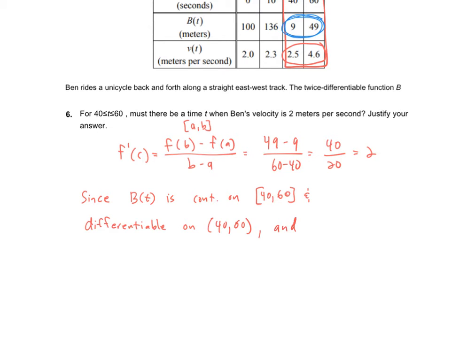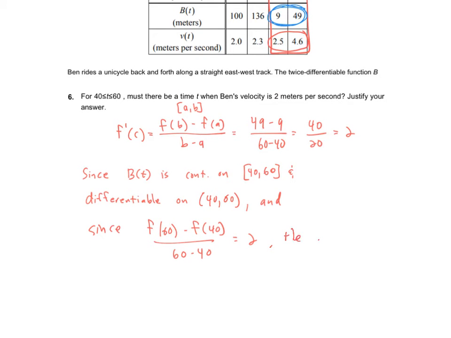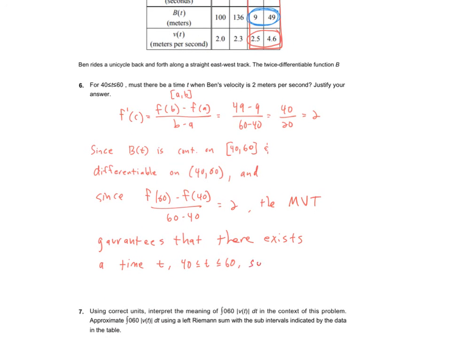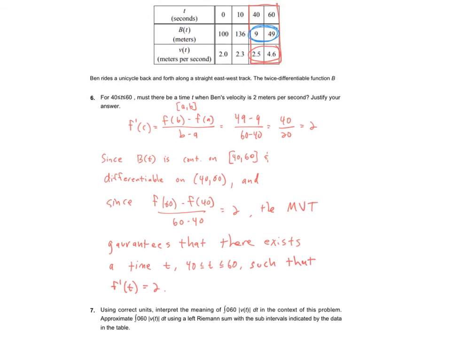And, since f of 60 minus f of 40 over 20 equals 2, the mean value theorem guarantees that there exists a time t between 60 and 40 such that f prime at t equals 2. Alright, so something like that.